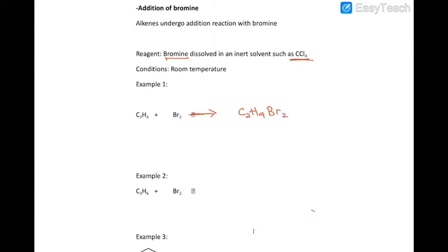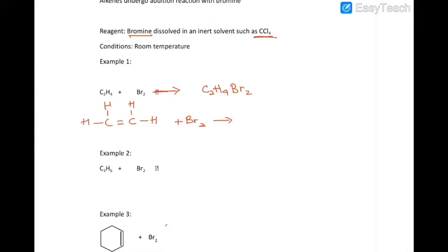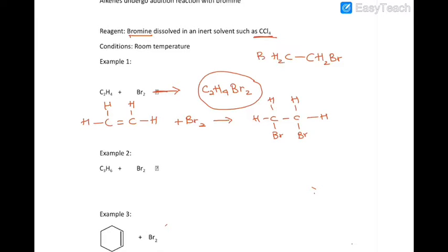dibromoethane, like this. But you can show the equation. So you have the bromine here that is going to be added in between the double bond. So you will have C, Br, Br, and see the bromine adds in between the double bond. For this one, you can show it like this, or you can show it as CH2Br, CH2Br. You can also show it like that. That's fine.